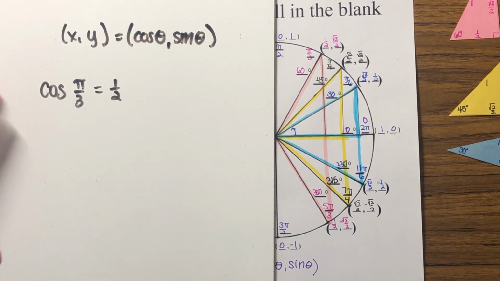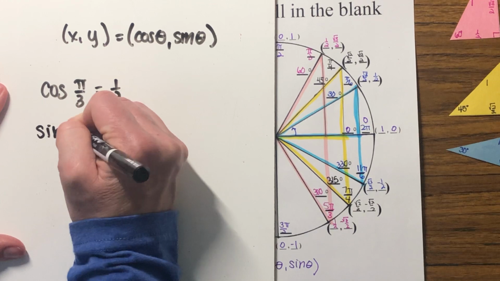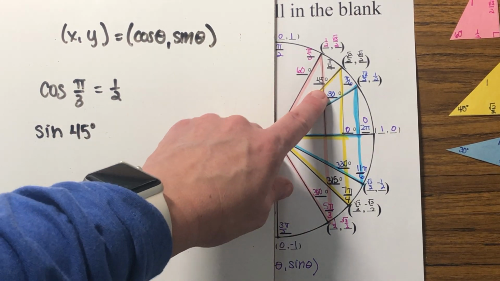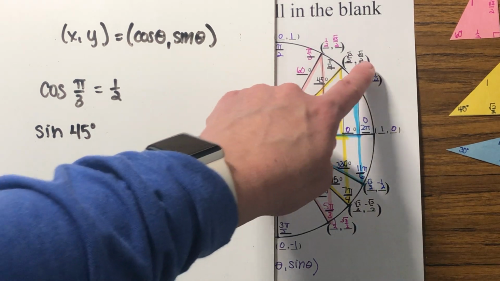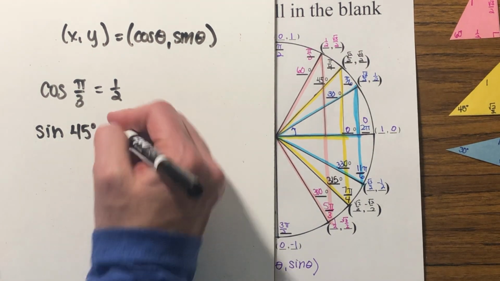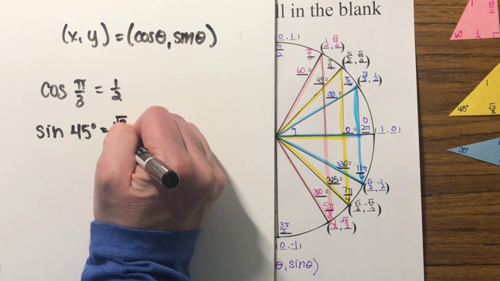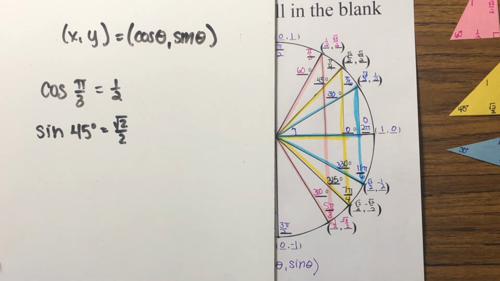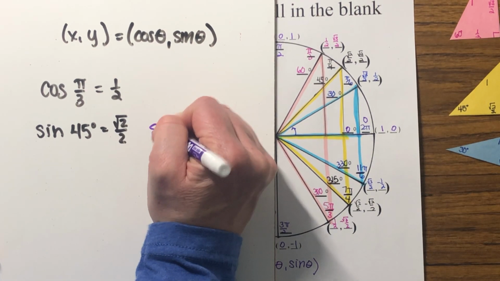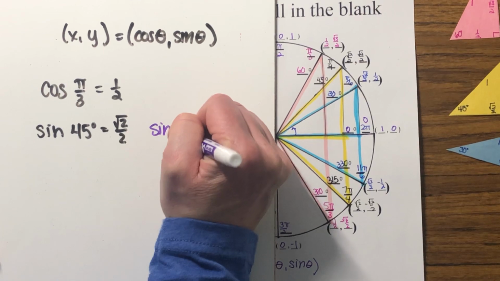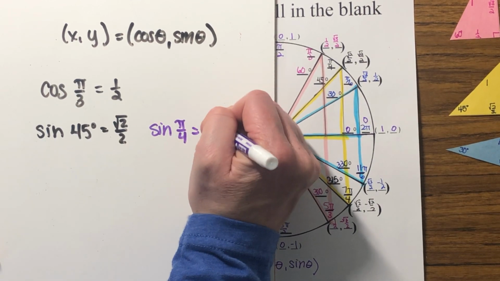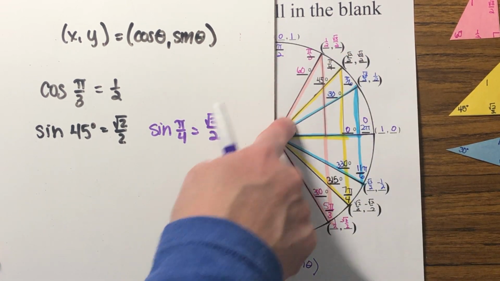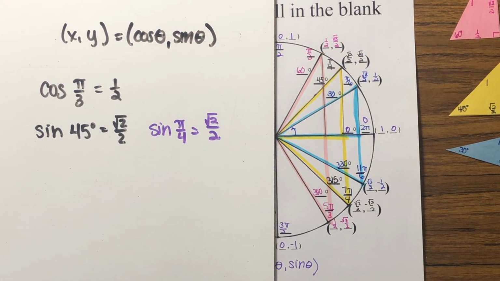Now, if I ask you for the sine of 45 degrees. Well, if I look for 45 degrees and I look for the sine, which is the y value, I get √2 over 2. Now, I could have asked you that same question instead of asking for the sine of 45. I could have said, okay, what's the sine of pi over 4? Well, the sine of pi over 4 is the y value for that angle of pi over 4. The y value is √2 over 2.